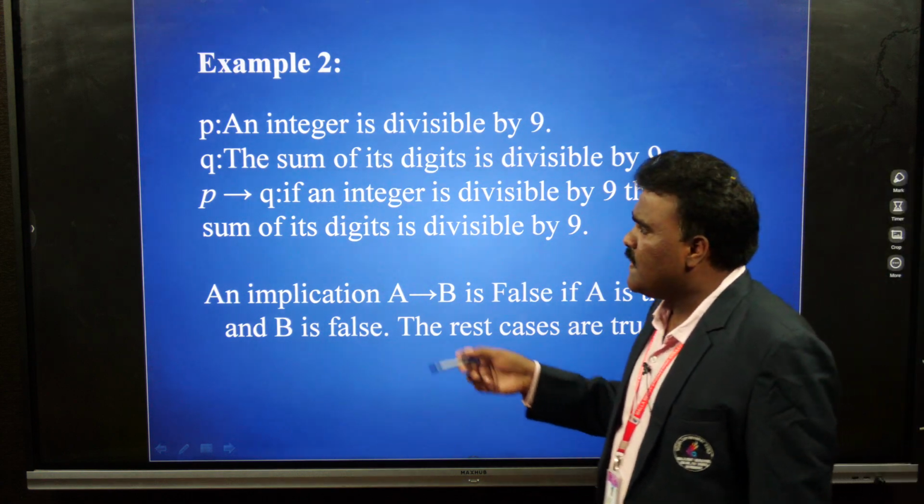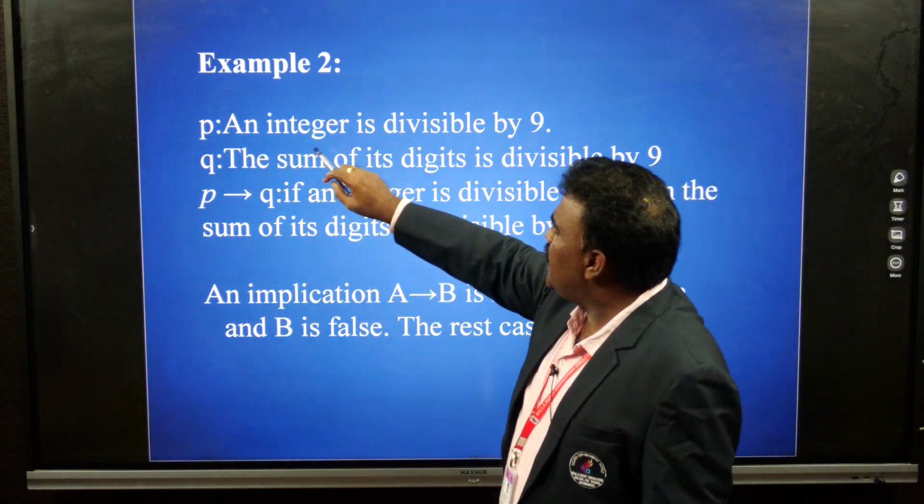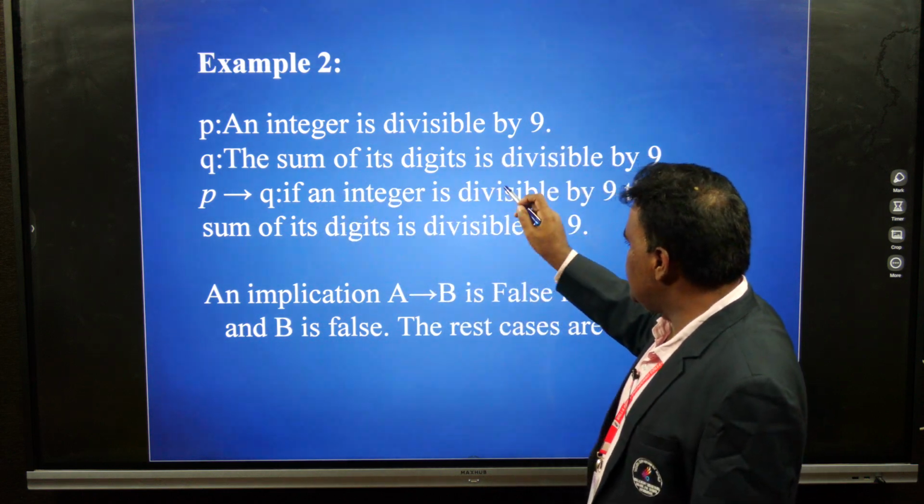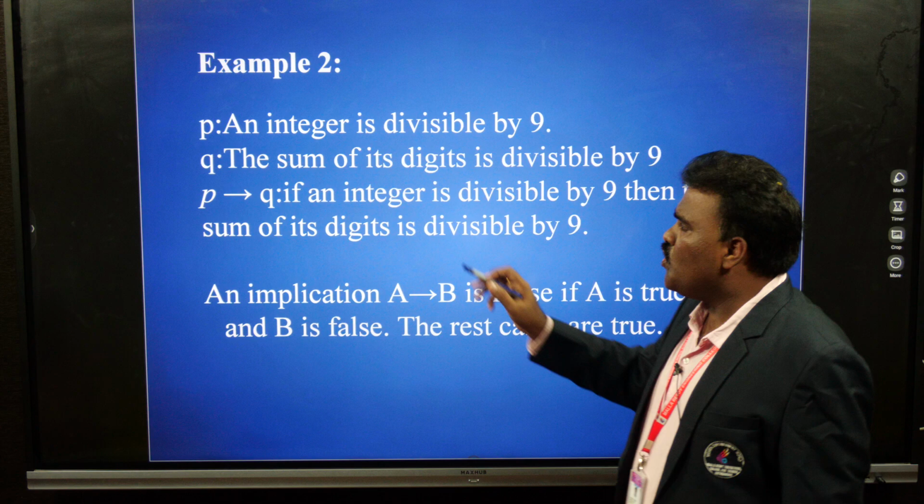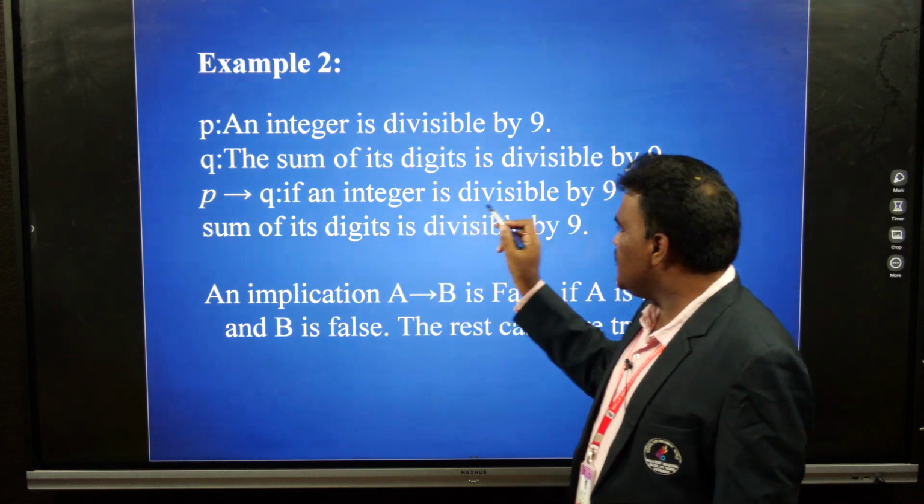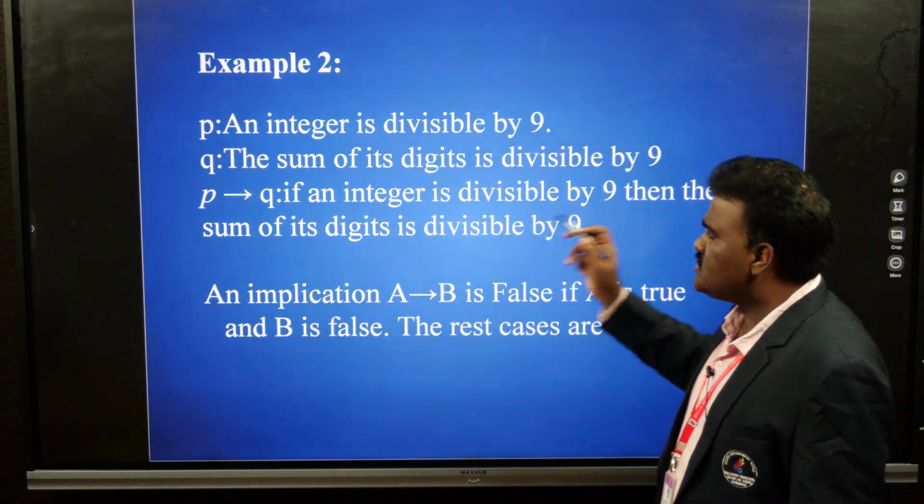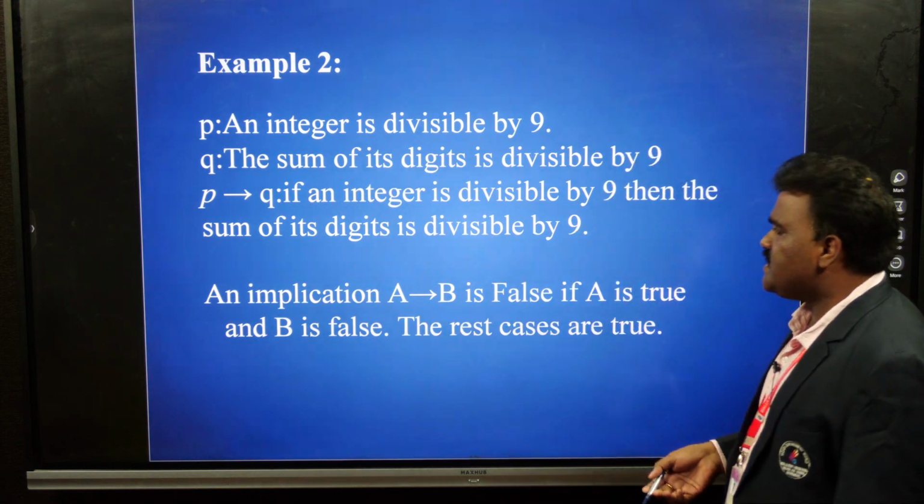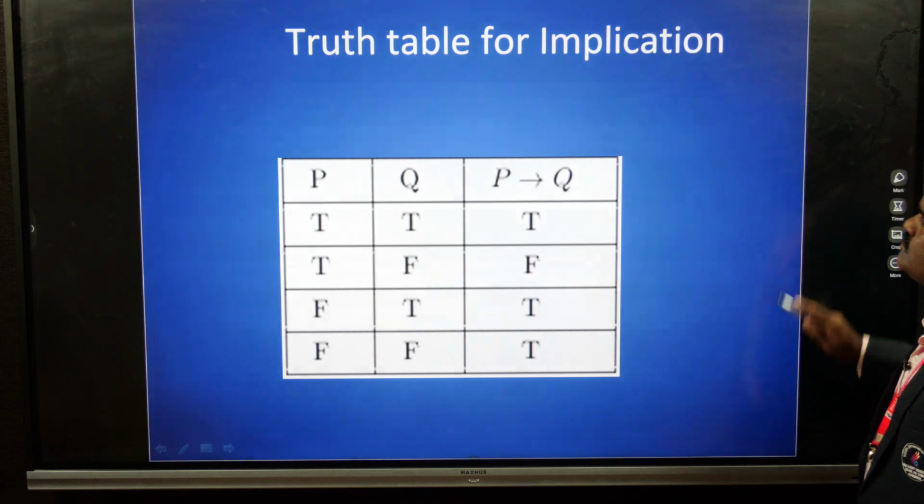Another example is P and Q. What is P? An integer is divisible by 9, and Q is the sum of its digits is divisible by 9. So P implies Q: if an integer is divisible by 9, then the sum of its digits is divisible by 9. In this way we represent implications.